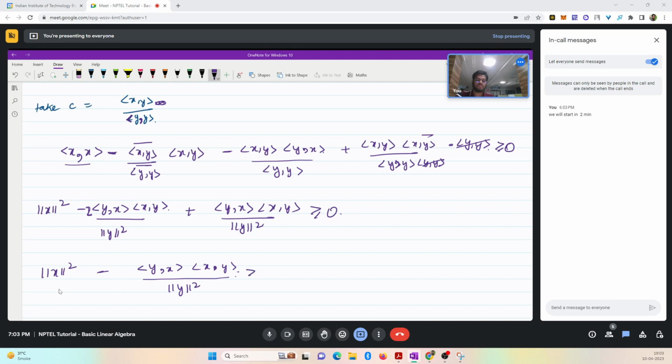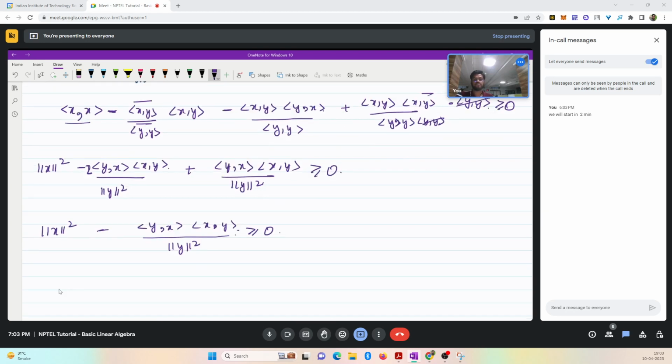y square. Okay, now what does this mean? This means that norm x square into norm of y square minus, if you look at this term carefully, this is nothing but x comma y conjugate into x comma y. What would it be? This would be the length of this x comma y, so this is x comma y is greater than or equal to 0.